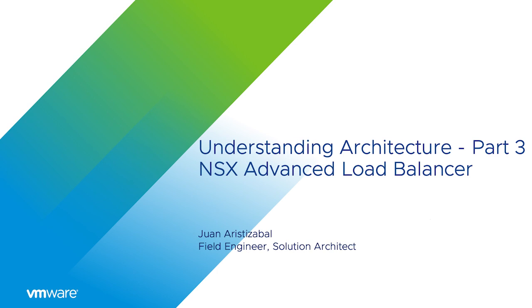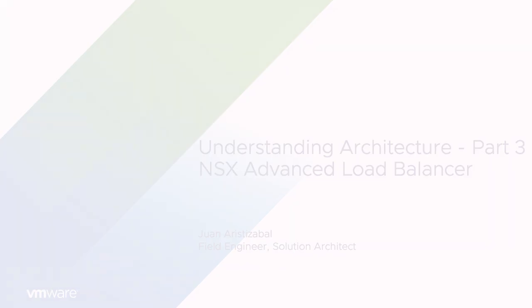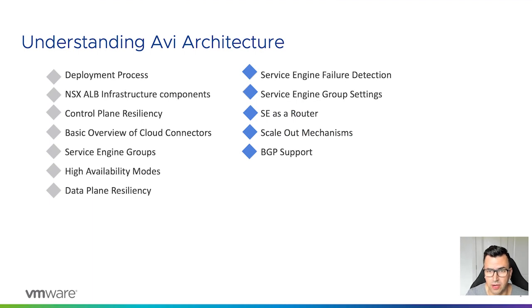My name is Juan, and in this series, we will continue to talk about understanding the NSX ALB architecture. In this part of the video, we'll be talking about the service engine failure detection, the service engine group settings, the service engine as a router, scale out mechanisms, and BGP support.